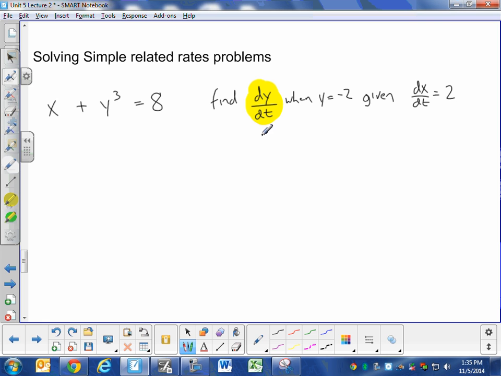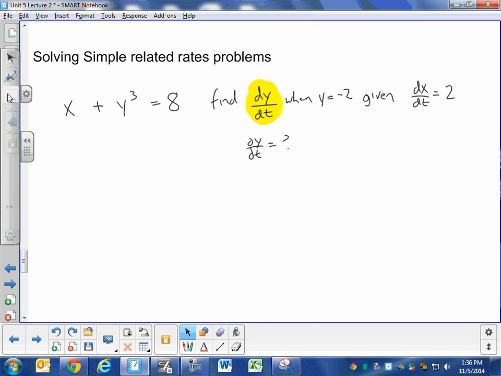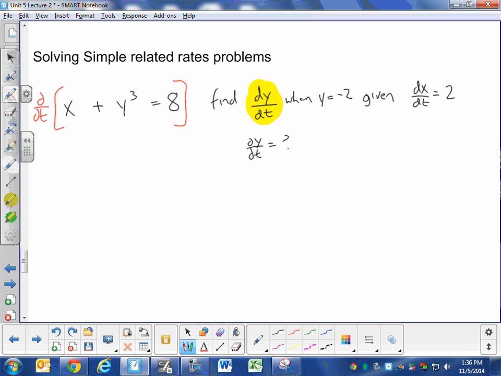Okay. The goal is to find dy/dt. We want to see what dy/dt equals. We are given that y is equal to -2, and we're given that dx/dt is equal to 2. This is all basic information we are given. Well, to find dy/dt, I need a dy/dt. To get a dy/dt, I'll have to take the derivative of this with respect to t. That's the only way I can see what dy/dt is, or where it is.